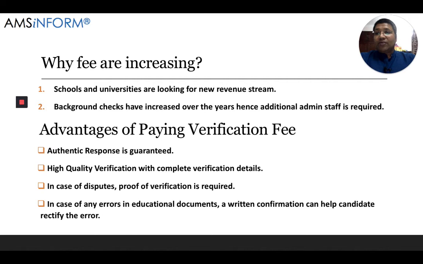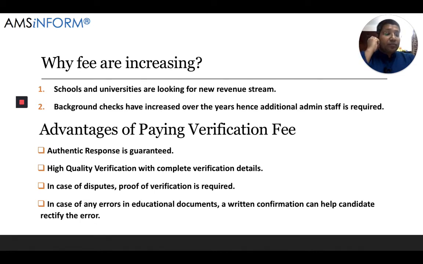Though the fees have increased, there are definitely advantages of paying this verification fee, and we should be paying these fees. There are a couple of reasons listed below. One is, of course, it goes without saying that you would get an authentic response, which is guaranteed. You get very high quality verification with a lot of details, which otherwise you will not be able to verify.